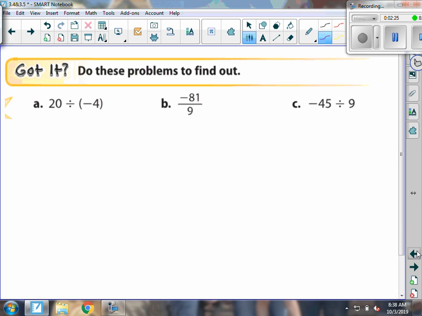Try these 3 on your own, please. If you need more time, go ahead and pause this. 20 divided by negative 4 is going to give us negative 5. Negative 81 over 9, that's the same thing as negative 81 divided by 9, which is going to give us negative 9. And C, negative 45 divided by 9 is going to give us negative 5. So hopefully you got those correct.